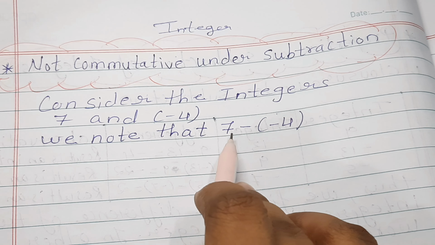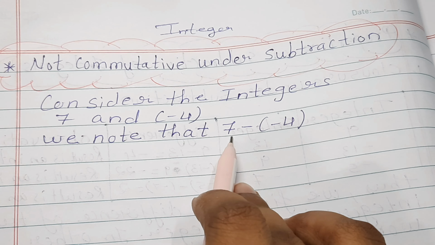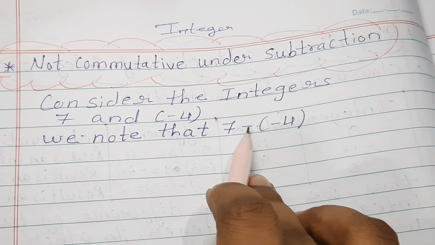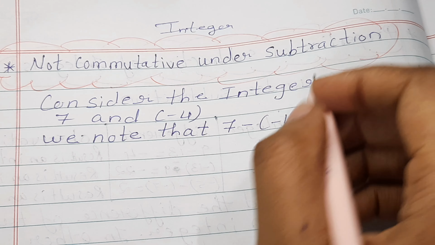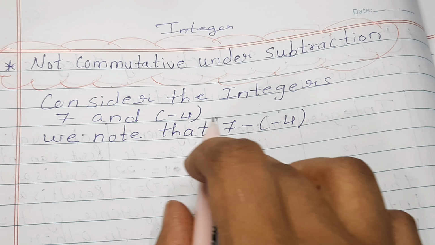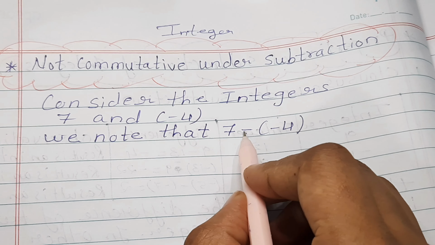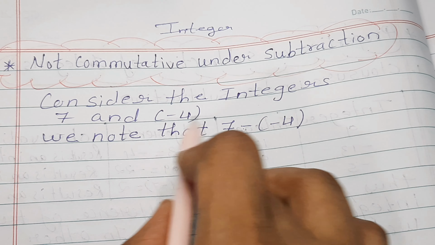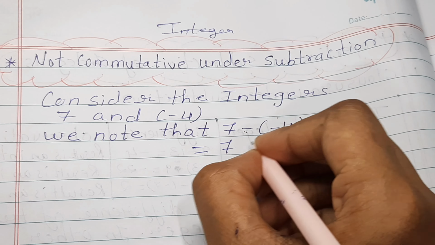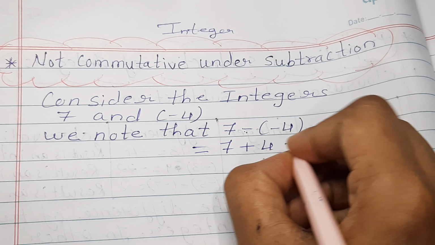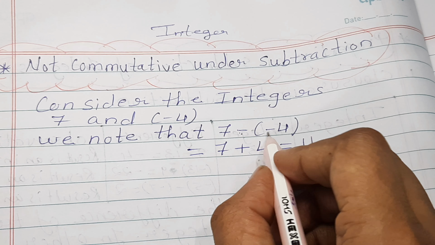So what we do is we take two integers, 7 and minus 4. Then I will write 7 over here and then minus, because we are subtracting. This is the subtraction, means minus, and this is the second integer, minus 4. So if I do 7 minus minus 4, it will be plus 4. 7 plus 4 will be 11, I will get positive 11. Okay, minus into minus is plus, right?